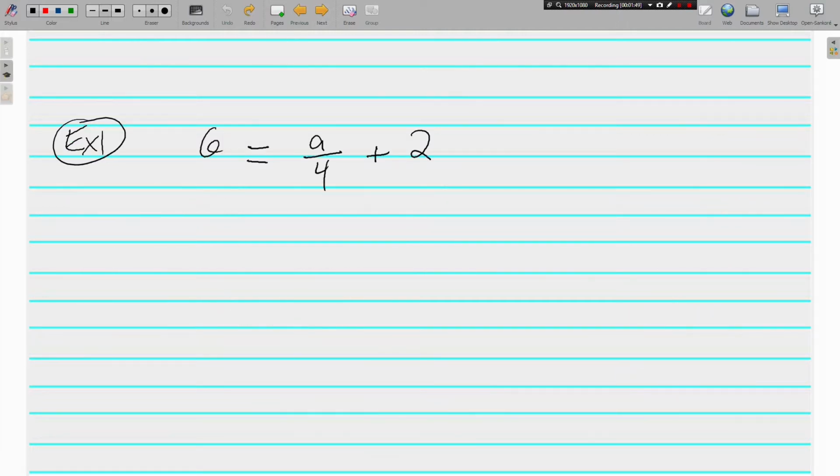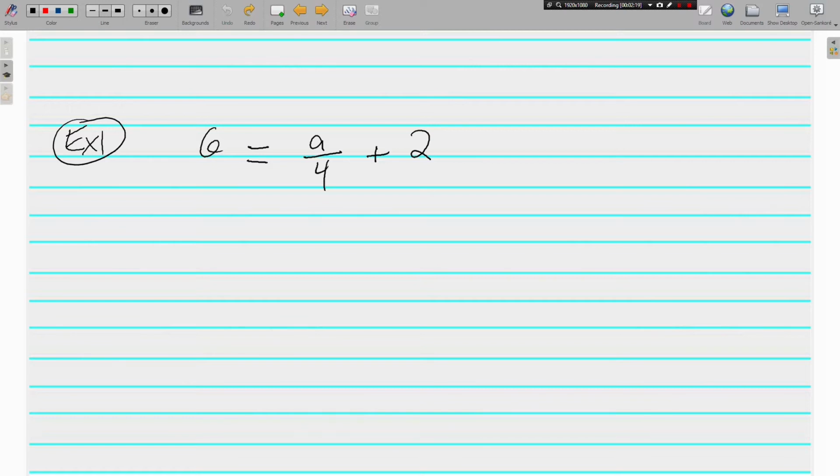Example 1, we've got 6 is equal to a over 4 plus 2. Step 1, where is the variable? Well, it's a, and it's right here, on the right side of the equation. Our goal in finding out what a is, is to get a by itself on one side of the equation. So we have to get rid of all this other stuff over here on the right side with the a. That's what step 2 is.